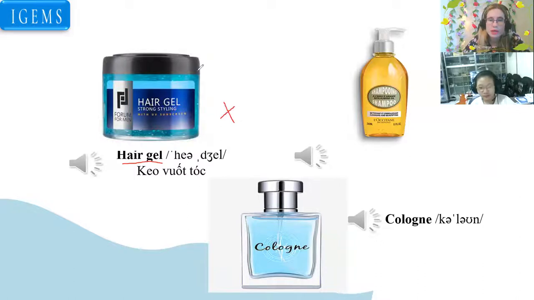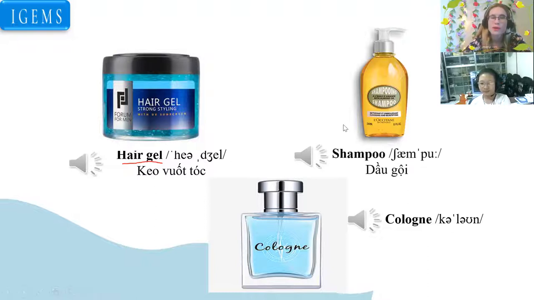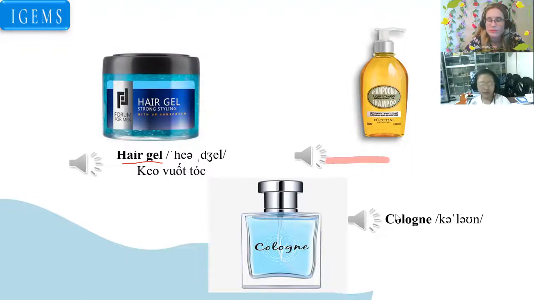I don't use hair gel, but my husband uses this. My family doesn't use that. Just Donovan, my partner, uses it. He likes to style his hair. If you put your hair like this and gel it, it will stay like that. A lot of men use hair gel. You can make your hair spiky and style it. Shampoo. I think we all use this, right? Shampoo is very important.